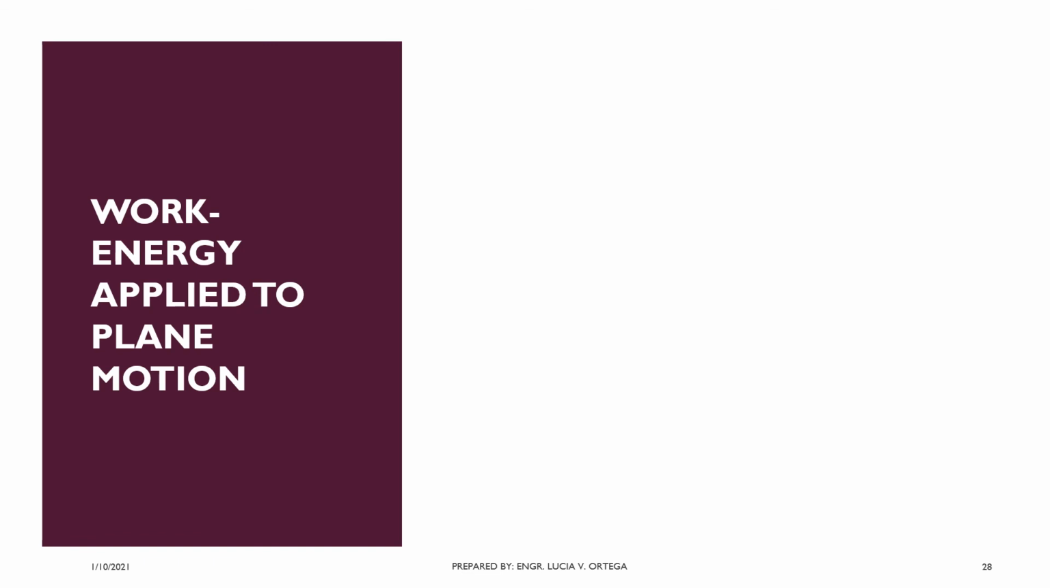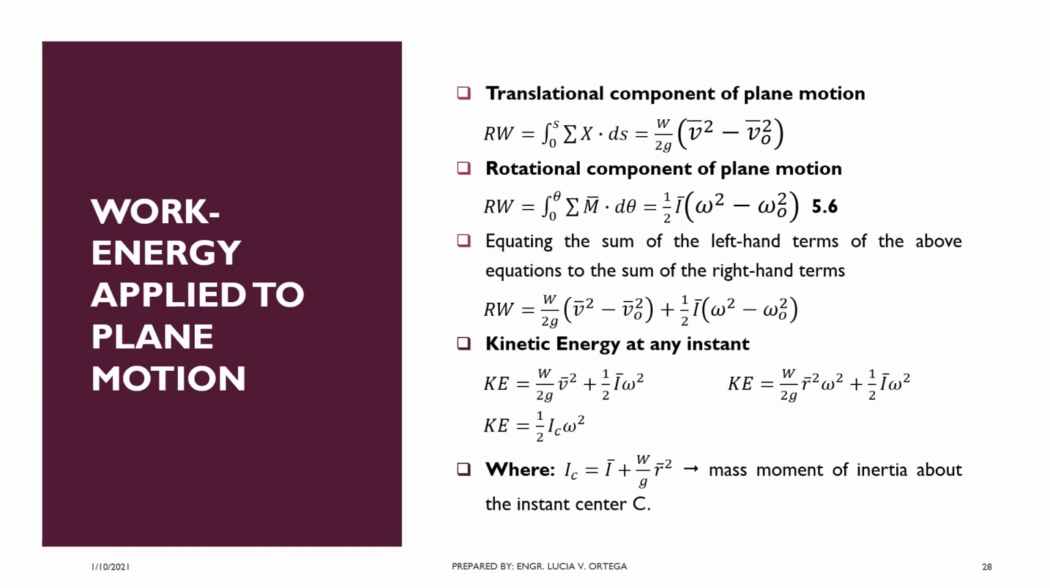So let's apply the work-energy equation to plane motion. The translational component of plane motion is the net force times distance, or the resultant work, which equals W over g times v squared minus v sub o squared. The rotational component is the summation of moment times d theta, which equals the change in kinetic energy for rotation. Remember, plane motion is a combination of translational and rotational motion.